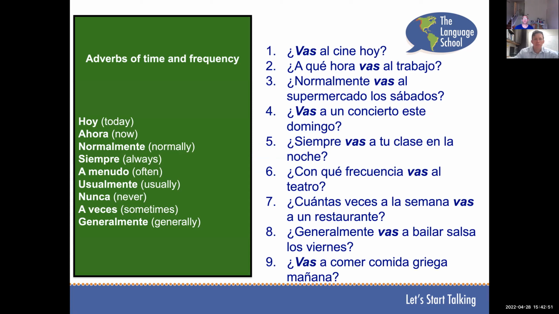Mateo, ¿vas al cine hoy? No voy al cine hoy. ¿A qué hora vas al trabajo? Voy al trabajo a las 6 de la mañana. Por la mañana. A las 6 de la mañana, ¿está bien?